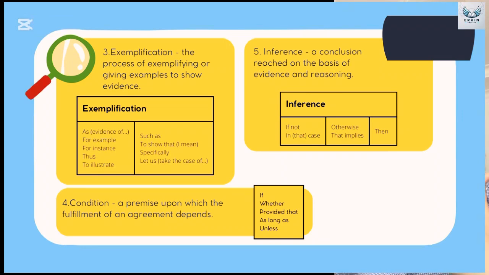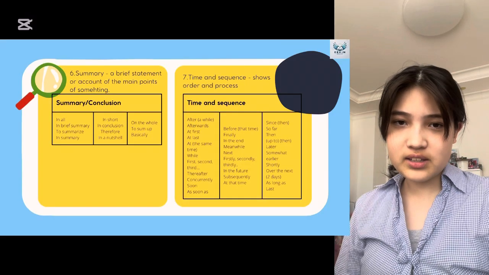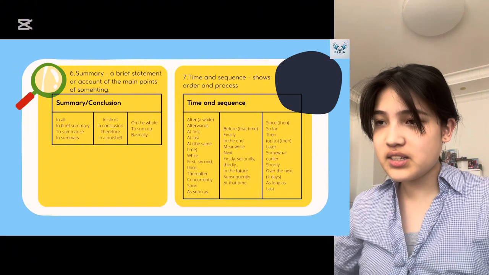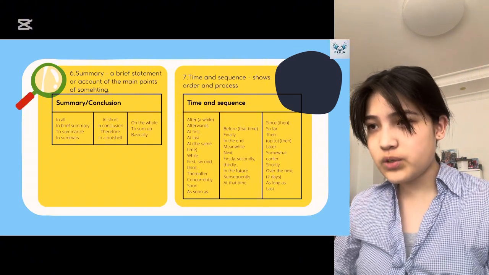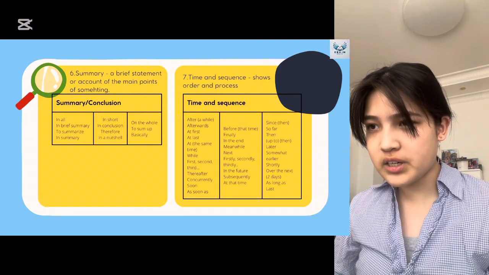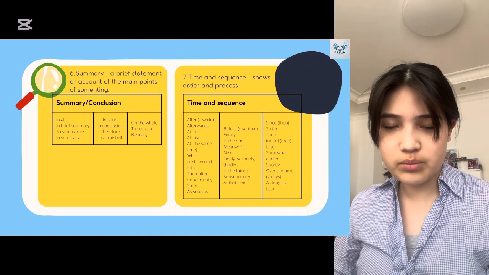And then the fifth type of cohesive device is inference, which is a conclusion reached on the basis of evidence and reasoning. So these types of cohesive devices include if not, in that case, otherwise, that implies, and then. So then the sixth type of cohesive device is a summary device, which is just a brief statement or account of the main points of something.